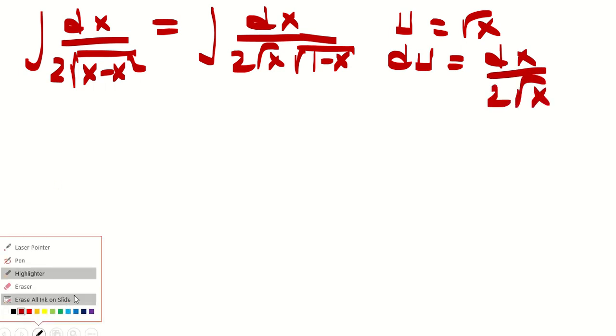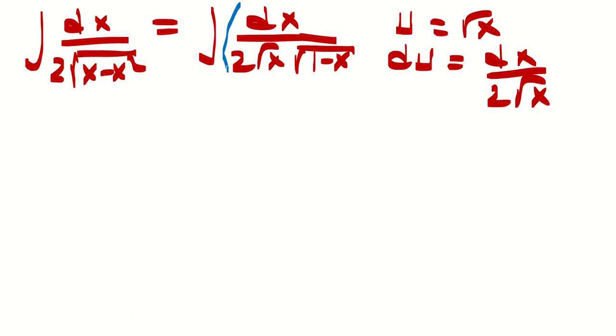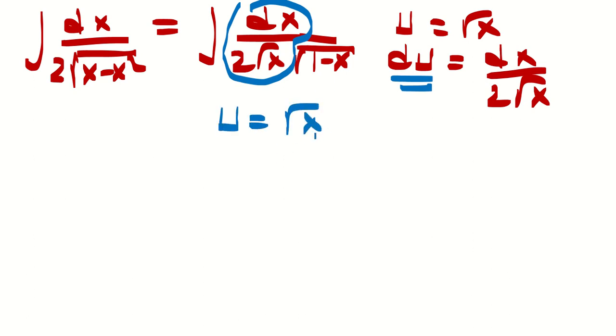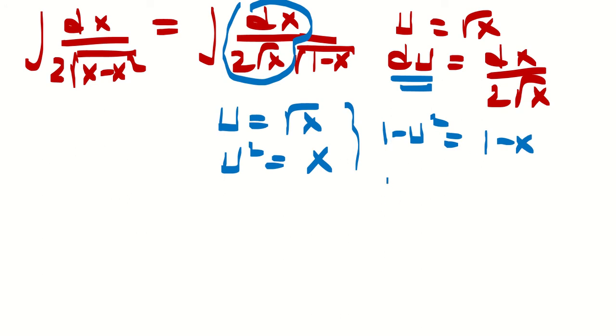Now at this point again, try to focus. This is the whole thing. What you see here can be substituted by du. But we didn't substitute this part. To do that, again, u is equal to square root of x. Square both sides, so u square will be just x. Then we need 1 minus x, so 1 minus both sides. When you do that, 1 minus u square is equal to 1 minus x, and put in the square root of both sides. Square root of 1 minus u square will be square root of 1 minus x.